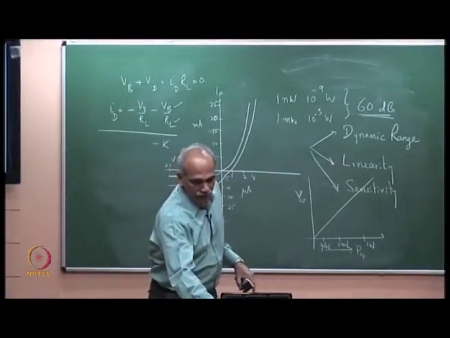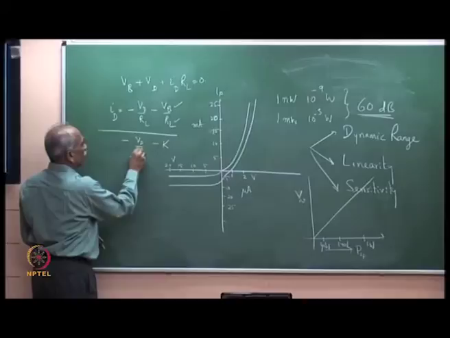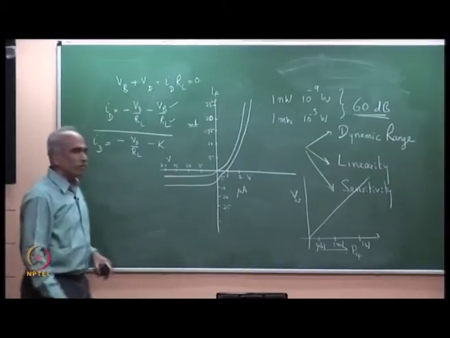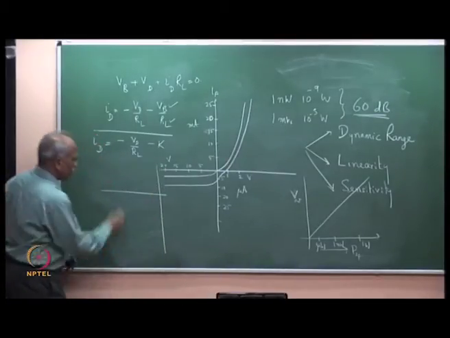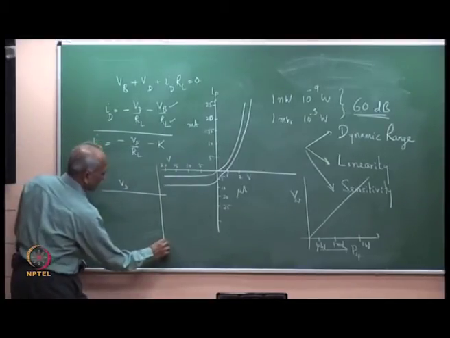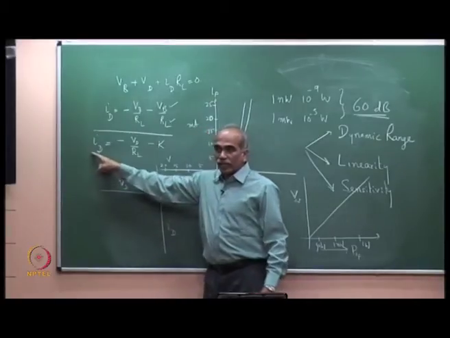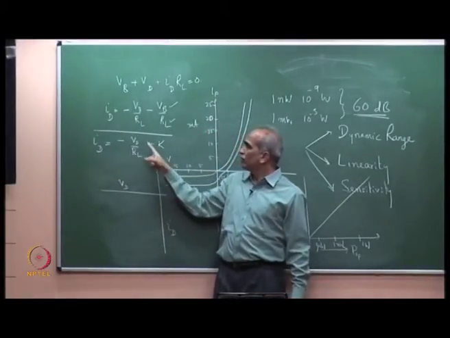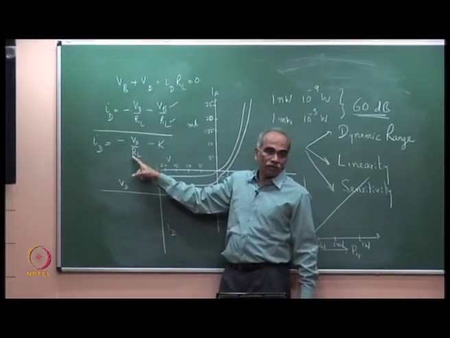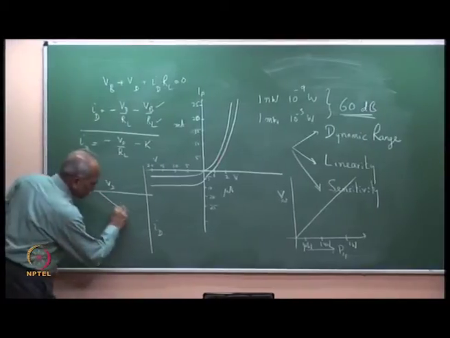Please see the next page. And this is minus VD by RL. So, what is this? ID is equal to minus VD by RL. So, here is the graph. This axis here is VD across the diode, and this axis here is the current ID. So, VD versus ID is a straight line, equation of a straight line, y is equal to mx plus c. M, the slope, is minus 1 by RL. So, that is the load line. So, this goes like this.